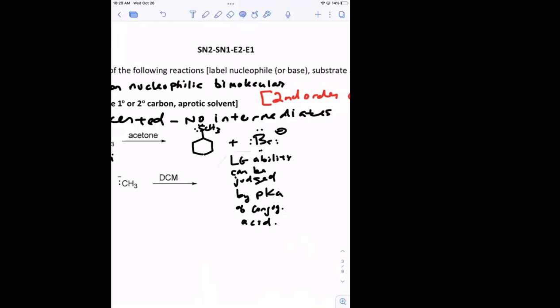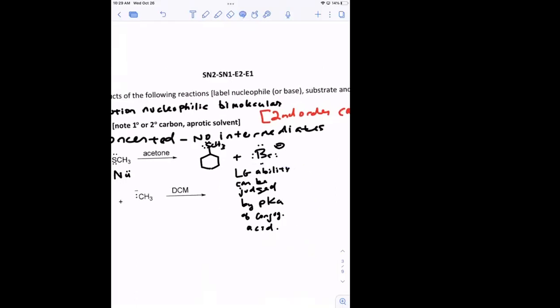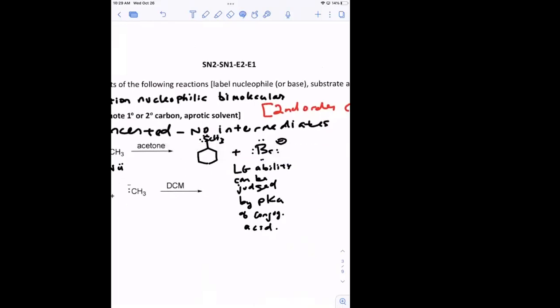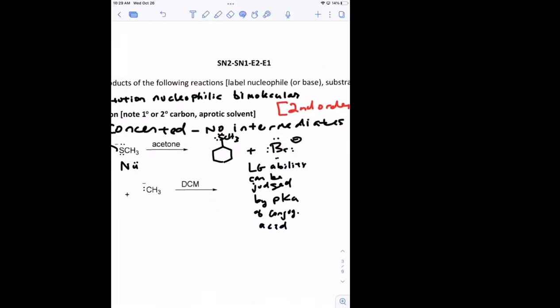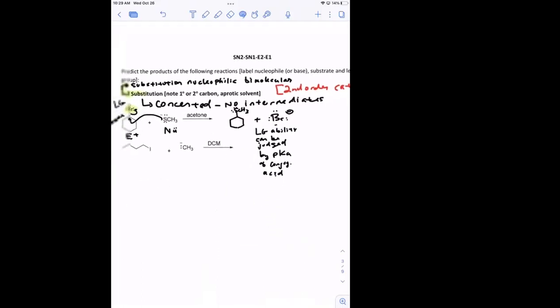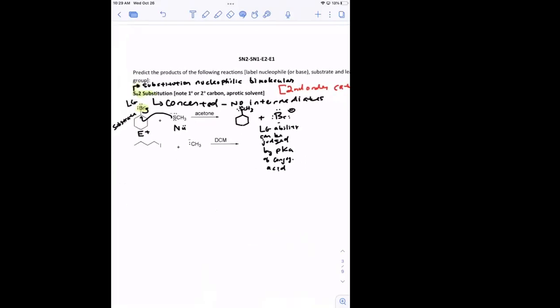Let's talk more about the reaction itself. For SN2, it prefers to happen on a primary carbon, which we're going to talk about why in a second. Secondary carbons work, but primary is preferred. And that's really because of the mode of attack of your nucleophile, which I'll show you in a second.